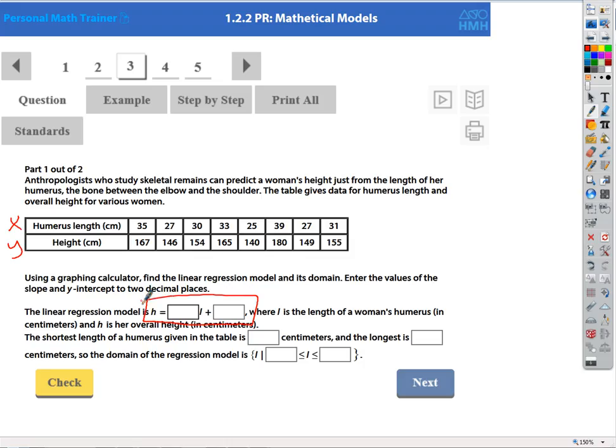Now, normally we would think about that as being y equals mx plus b, but for us, instead of y, we have h, and instead of x, we have l. But this is still just going to be my slope, my rate of change, and this is going to be the starting value or the y-intercept, right? Okay, so now, how do we get that stuff?